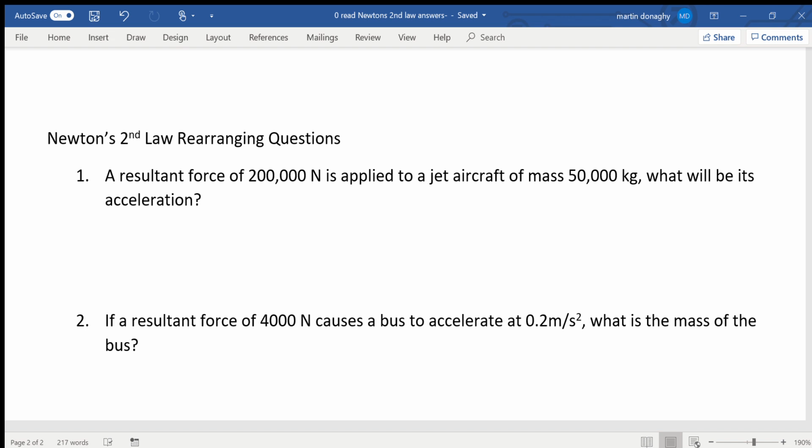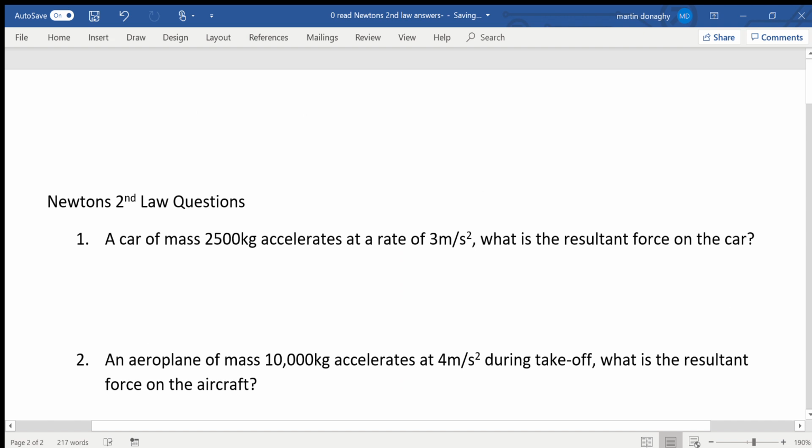So I get into the habit of trying to keep things as simple as possible. So question 1 says there's a resultant force. I'm actually doing the harder ones first. Let's start off with the easy ones.